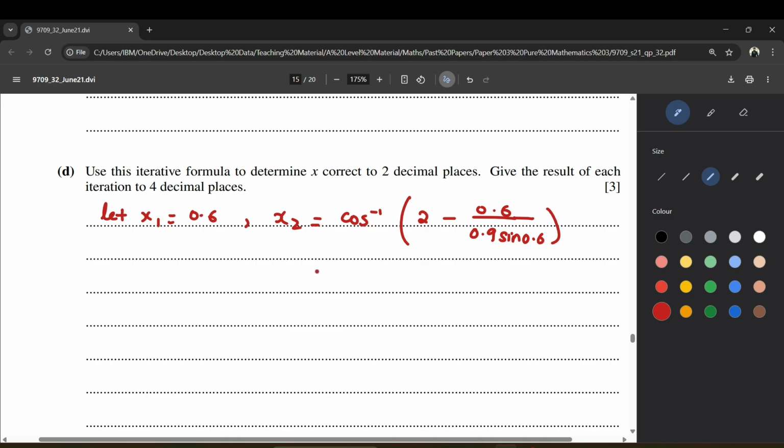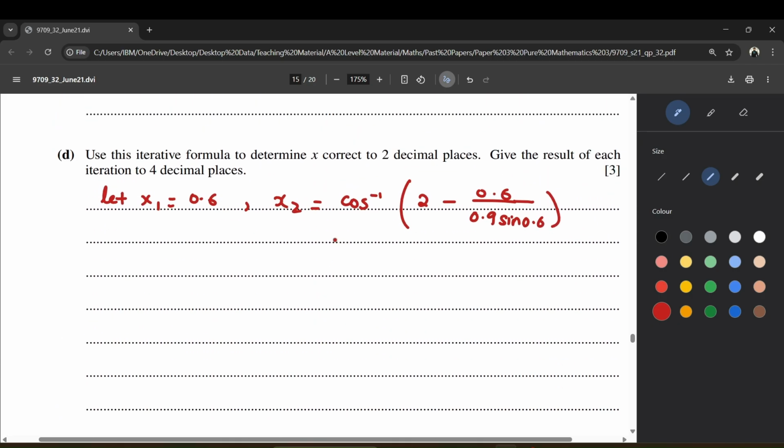Okay, so that'll give me the value of cos inverse of (2 minus 0.6) over (0.9 times sine 0.6). Okay, so I'm going to get 0.6106. Because I have to give the result to 4 decimal places, right? So that is to 4 decimal places.